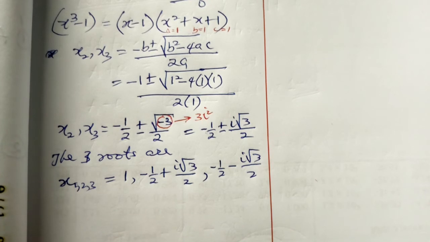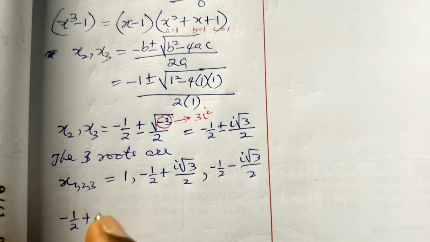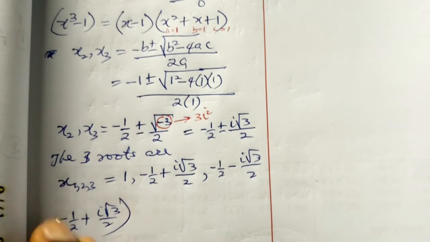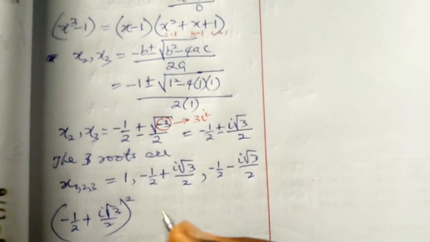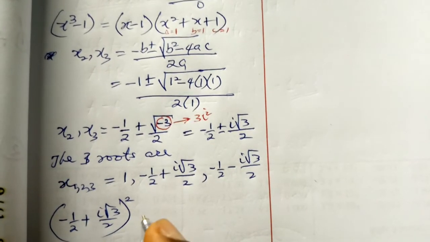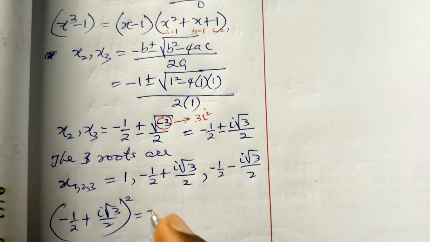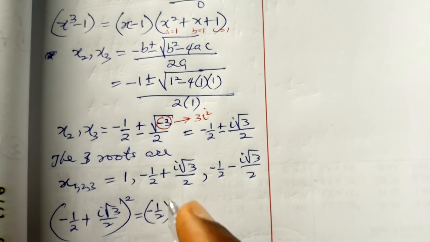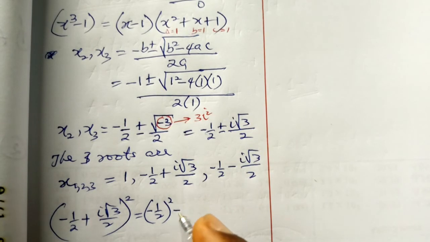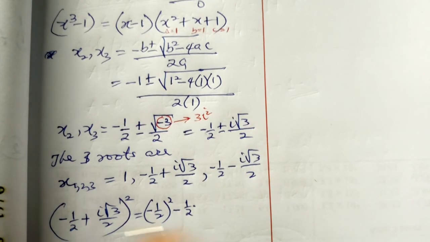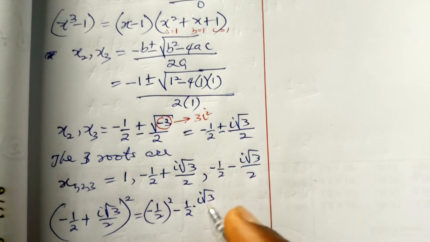But we want to show you some important property of this. We want to multiply this by itself and multiply this by itself and see what will happen. So if we multiply minus 1 over 2 plus i root 3 over 2 by itself, that is squaring it, we will have minus 1 over 2 squared, minus 1 over 2 times this i root 3 over 2.